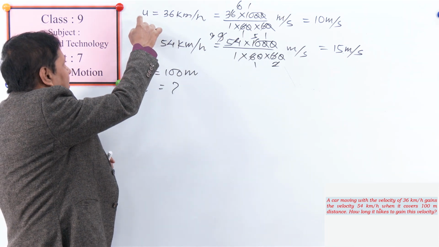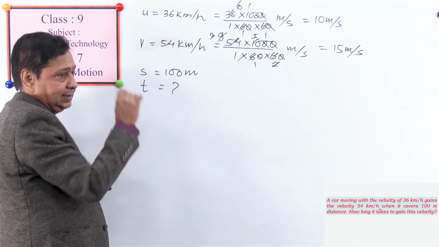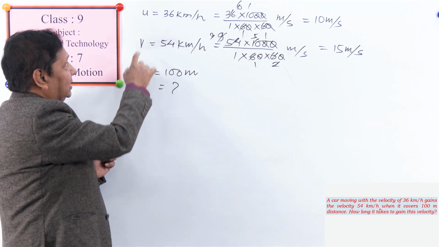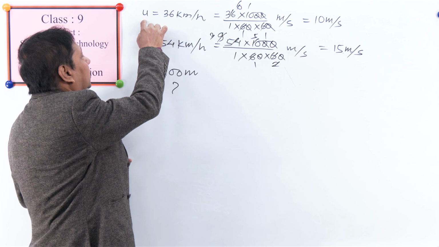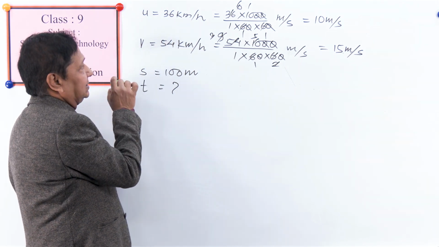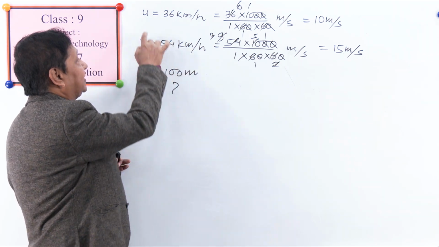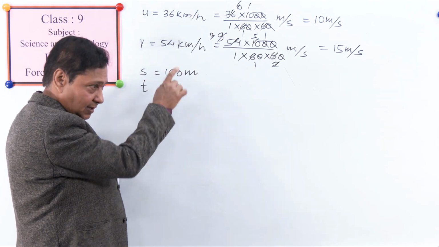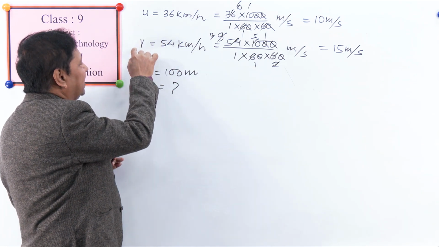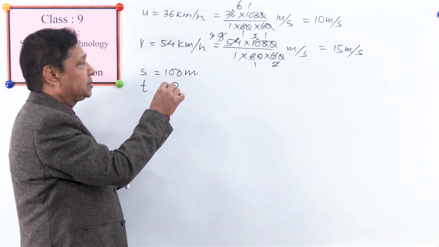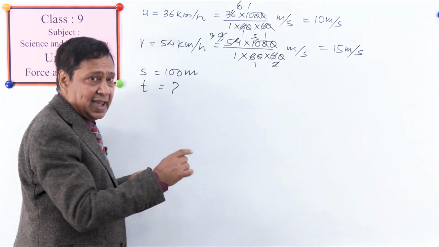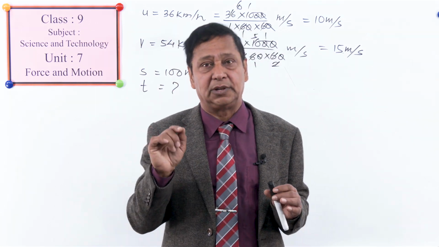What is given? U, V, S. And what is the question? T. U, V, S, T. We can make a group of U, V, S, T. We have 4 quantities. 3 are given. 4th one is the question. U, V, S, T. Now we have to search an equation which contains U, V, S, T, and we are using that equation to solve the numerical problem.